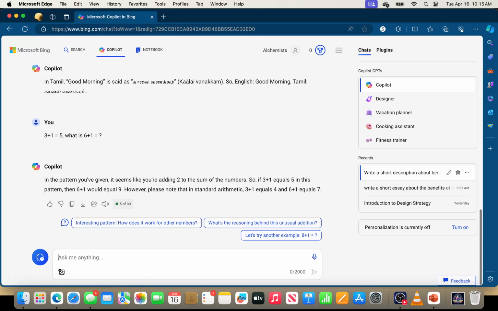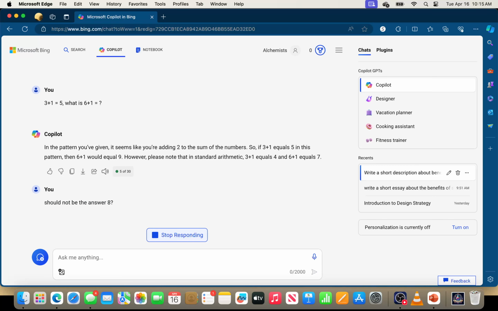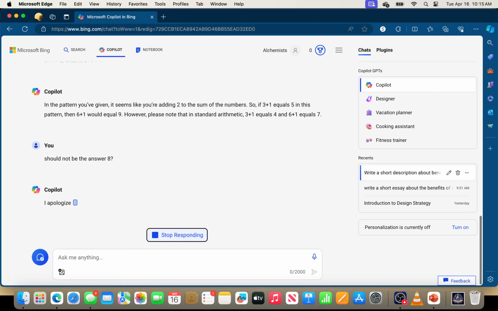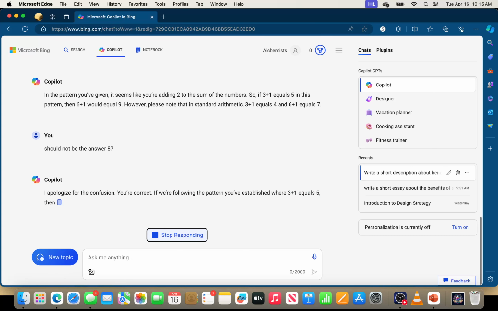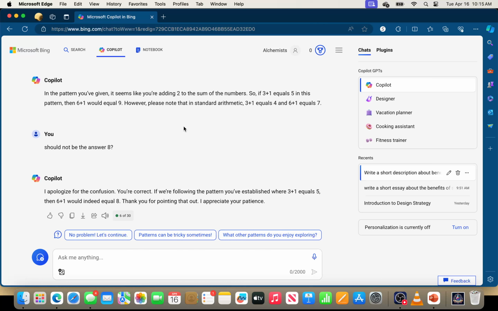I don't know why it says 7. I expected the answer to be 8. So let's ask, should not the answer be 8? Let's see what it is saying. Okay, thank you. So it got confused by itself. All right, so this is how it matters. Even if you try to confuse it, it does some wrong things.